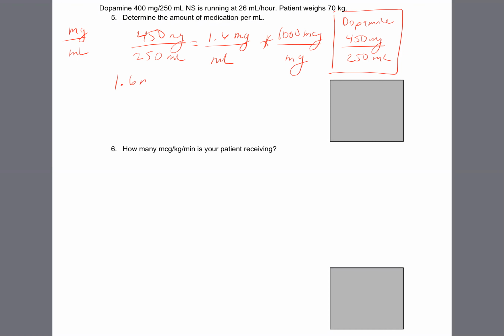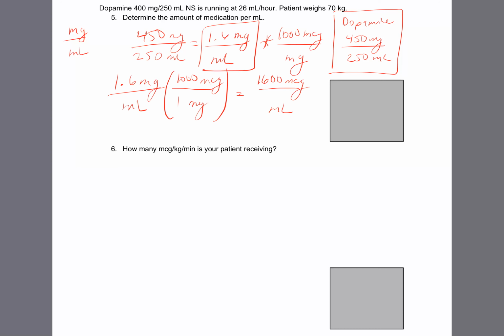So rewriting that, because we're going to need it to figure out number 6: there's 1 milligram, 1,000 micrograms, and you have 1,600 micrograms per ml. But remember, our final answer for number 5 is going to be in milligrams per ml. But we already did the extra work and found the micrograms per ml.